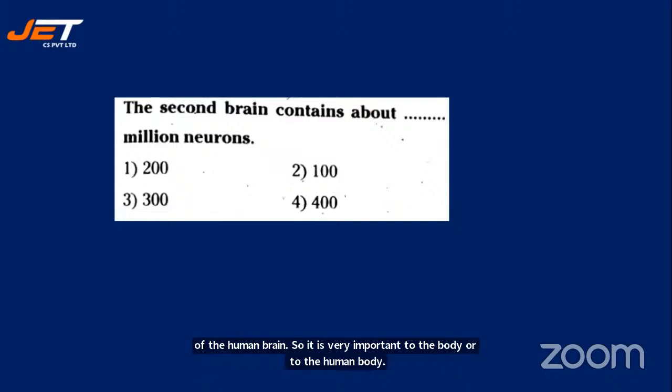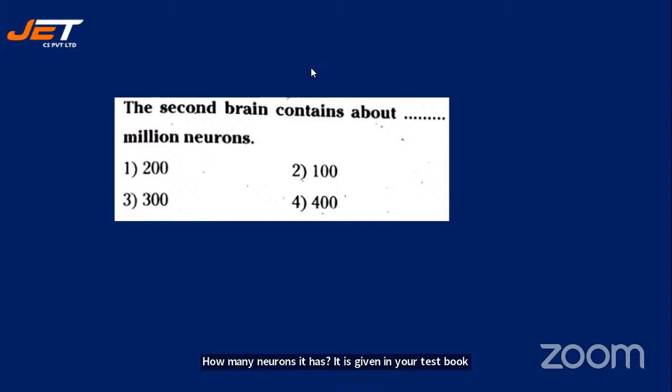How many neurons does it have? It is given in your textbook, children. You are doing this part now, so you can refer to your textbook and give the answer. I want the answer, children. Yes, it is clearly mentioned in your textbook. It is made up of 100 million neurons.